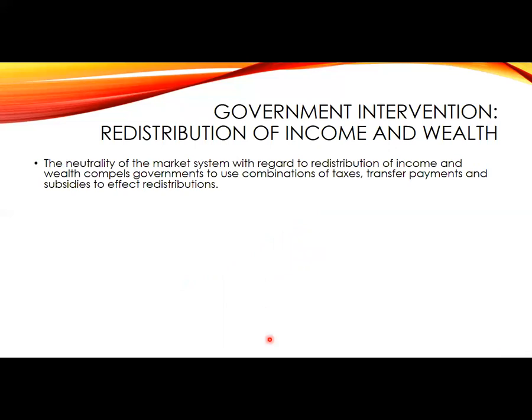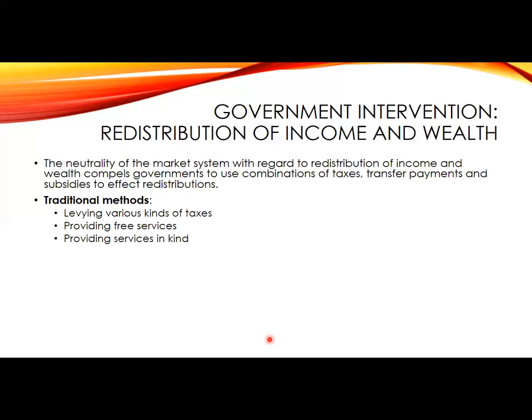The governments also redistribute income and wealth. And it is very important because the market system is really neutral when it comes to income distribution, so the government uses a combination of taxes, transfer payments, and subsidies to realize effective redistribution. Now, traditional methods include the levying of taxes such as progressive income tax or secondary taxes, indirect taxes such as VAT. The government provides certain services free of charge to those who do not have it, or they provide services in kind, cash benefits to the poor.